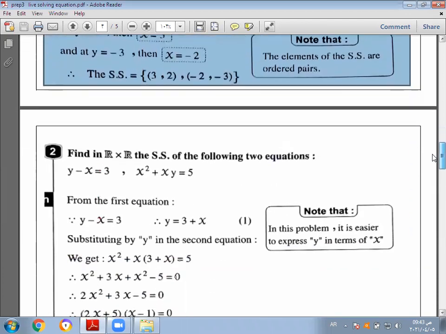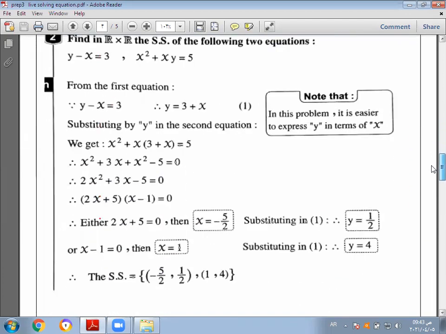The next example: find in R the solution set of the following two equations, y minus x equals 3 and x power 2 plus xy equals 5.